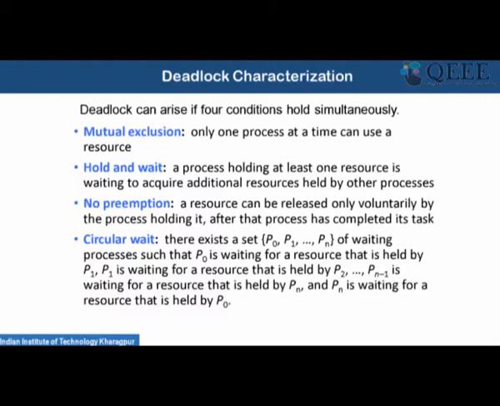There is a set of processes P0, P1 to Pn. P0 is waiting for some resource which is held by P1, P1 is waiting for some resource which is held by P2, and so on, and Pn is waiting for some resource which is held by P0. So you have some kind of cycle in the resource allocation graph. If you have a cycle in the resource allocation graph, you can be sure that there can be some kind of deadlock.